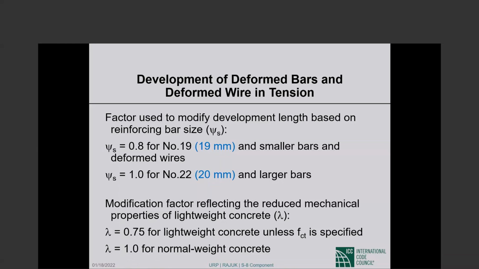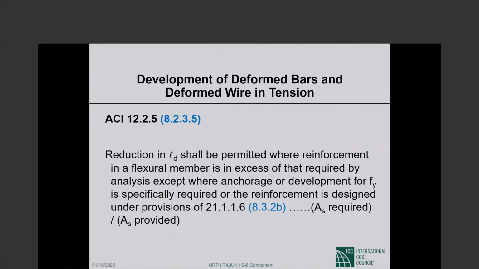The modification factor reflecting the lightweight concrete, lambda, is 0.75 for lightweight concrete, unless F sub CT, the split tensile strength, is specified, then you can calculate it and it can be different from 0.75. Normal weight concrete is 1.0. So for lightweight concrete, typically 0.75 is the lambda factor.